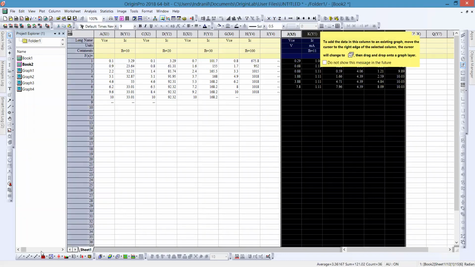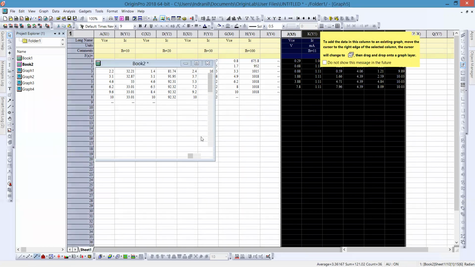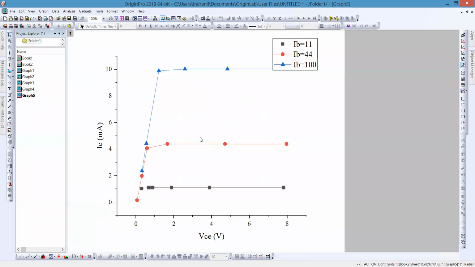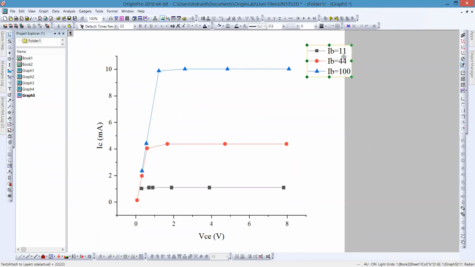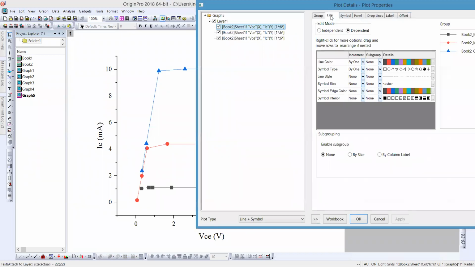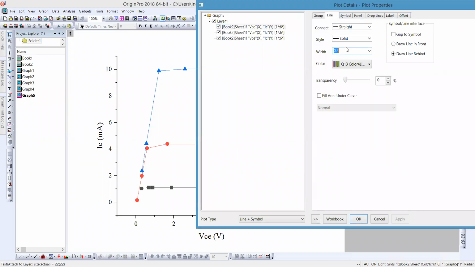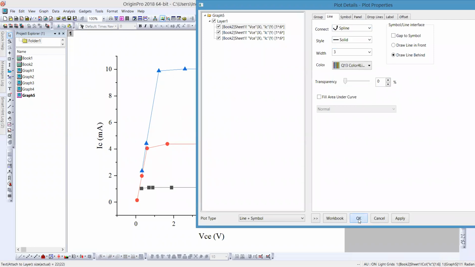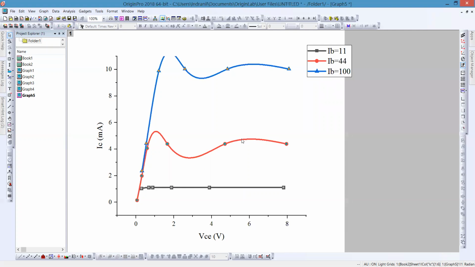Now let's plot this data very quickly. Now we can observe the same nature, right? Let's make them smooth a little bit.